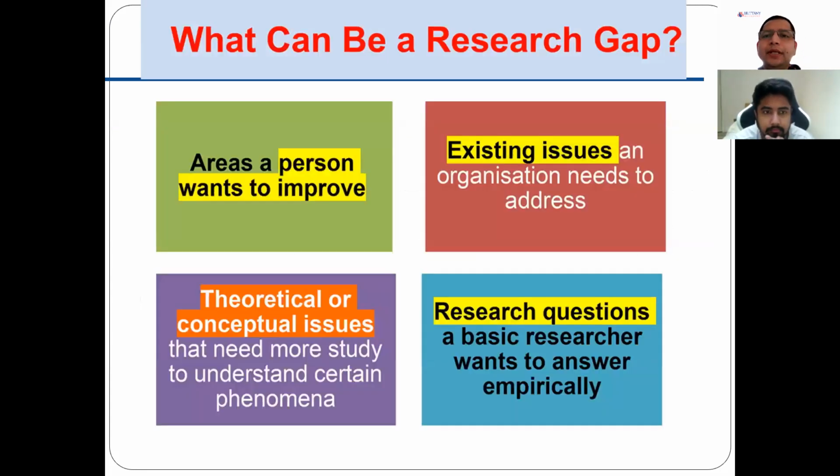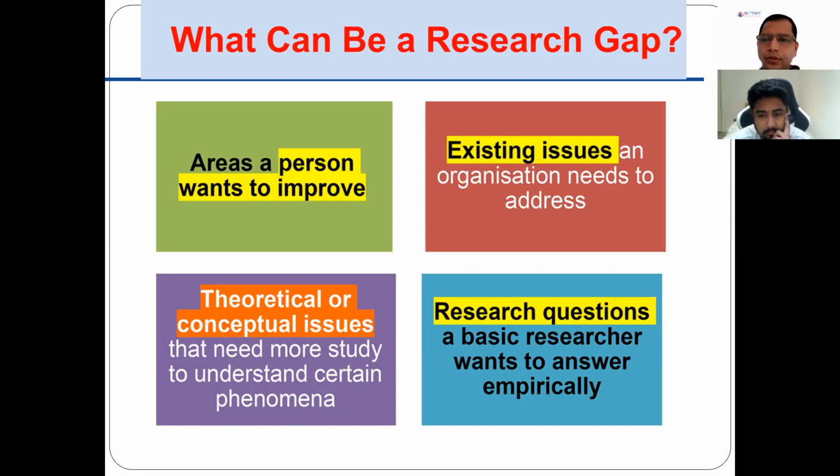Now, what can be a research gap? What is the research gap again? Areas a person wants to improve. Which area you want to improve? Whatever you shared with me is customer complaint. You want to reduce the customer complaint and you want to increase the customer satisfaction. So this can be one of the gaps. As existing issues, organization needs to address. So this is an existing issue.